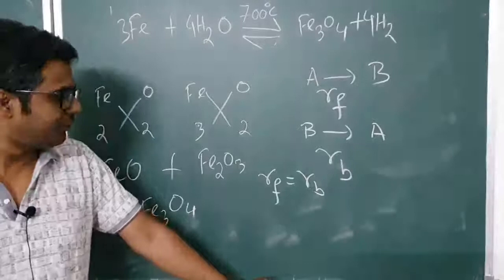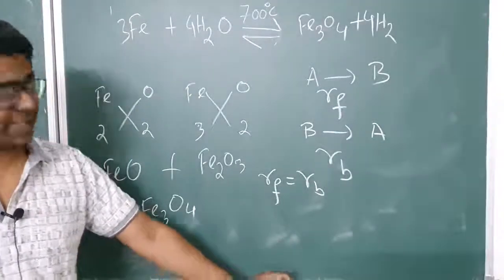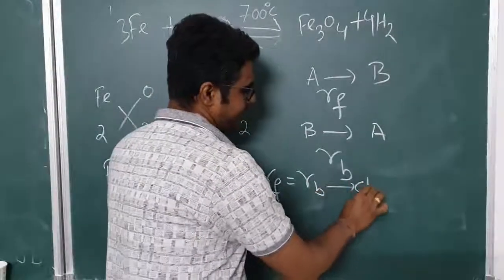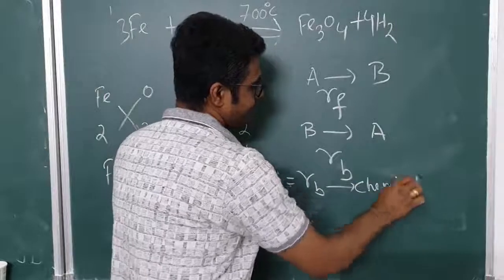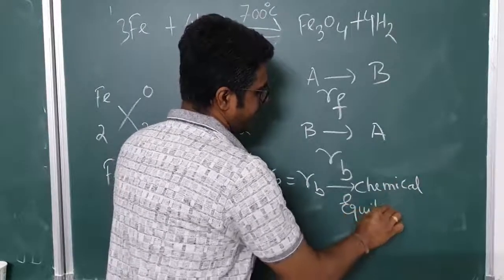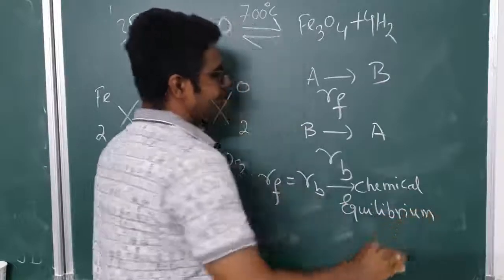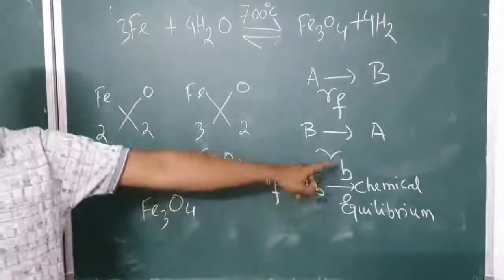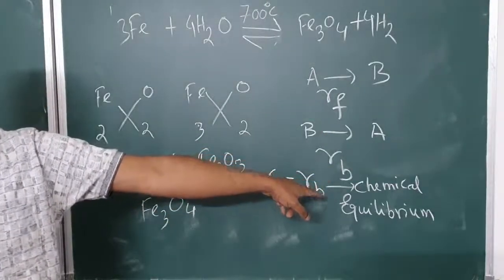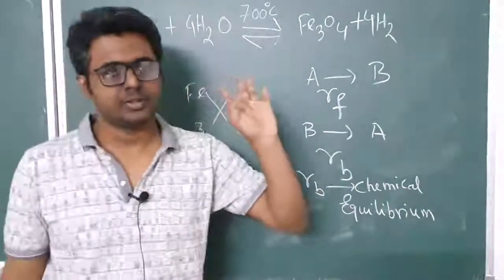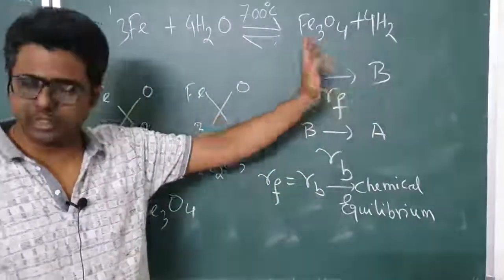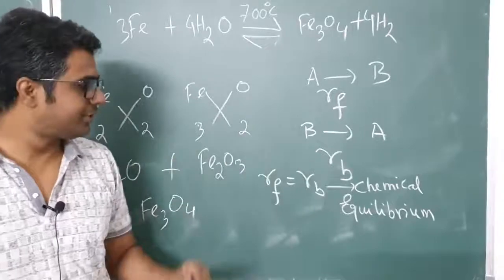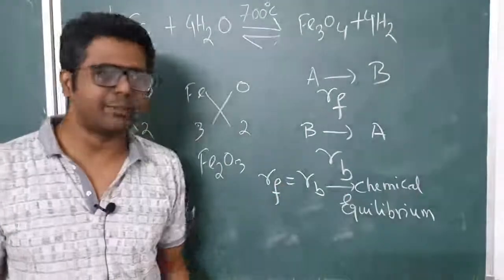Clear? So now this point, when rate of forward reaction is equal to rate of backward reaction, is called chemical equilibrium. Has the reaction stopped here? No. From outside you are seeing it has stopped, but actually A is also getting converted to B, B is also converting to A, so both are happening continuously. So at this moment, when RF is equal to RB, chemical equilibrium has been reached.